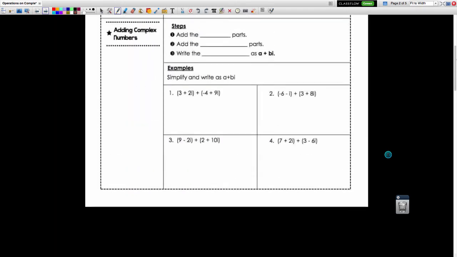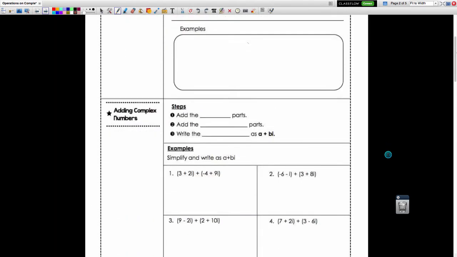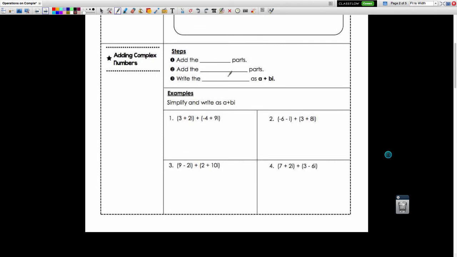But not so much that I take everything away. So let's start with adding complex numbers. All right, when you add complex numbers, it's just like adding algebraic expressions. You just combine the like terms.